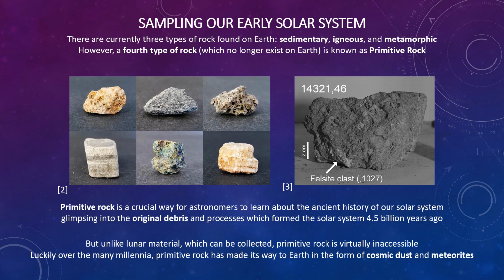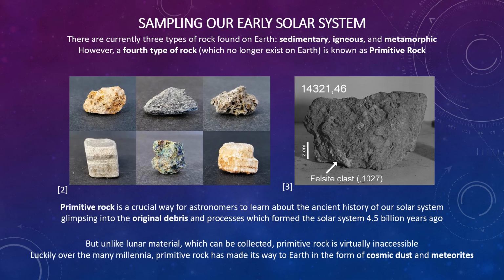So, when we want to study and sample the early solar system, the best way to do that is to look at rocks. There are three types of rocks found on Earth: sedimentary, igneous, and metamorphic. However, there is a fourth type of rock that does not exist on Earth anymore, called primitive rock. Primitive rock is a very important way for astronomers to learn about the past of our solar system because it is original debris from the processes in which our solar system formed 4.5 billion years ago.